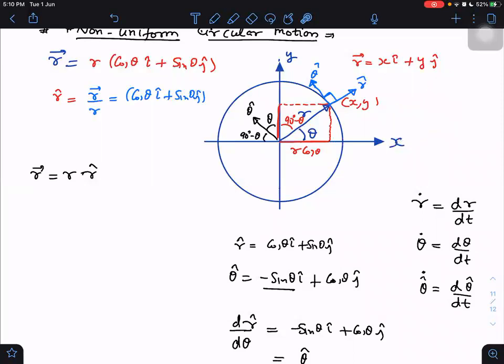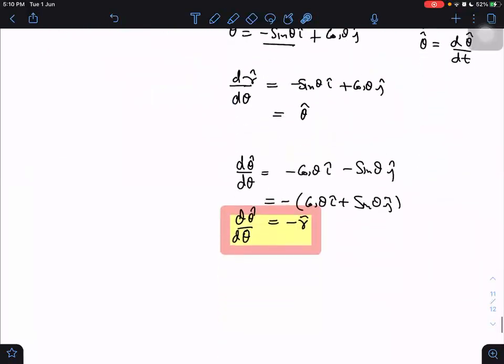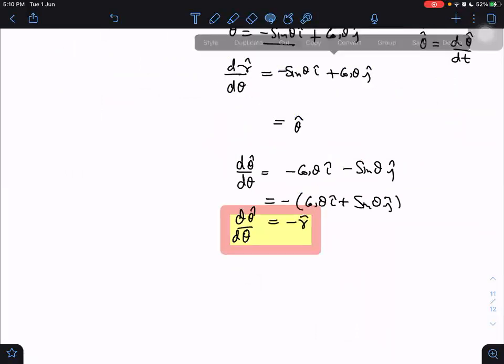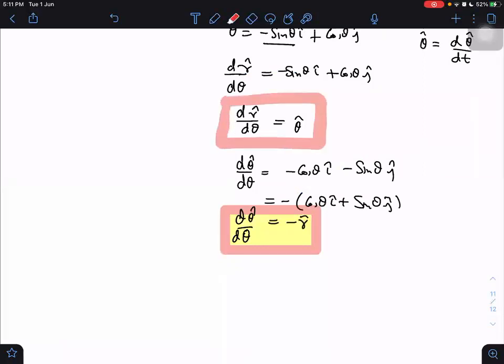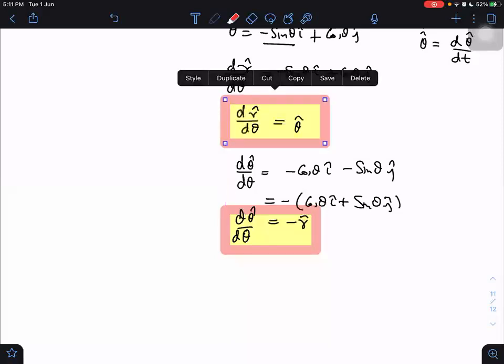Similarly, if I differentiate R cap, what will I get? Again, the vector is rotated by 90 degrees. That's why we are getting theta cap. This is the way we can learn the differentiation of these vectors, R cap and theta cap, when we differentiate not with respect to time, but just with respect to the angle. Then we are getting these things. We will be using these two relations. This will be useful for us.